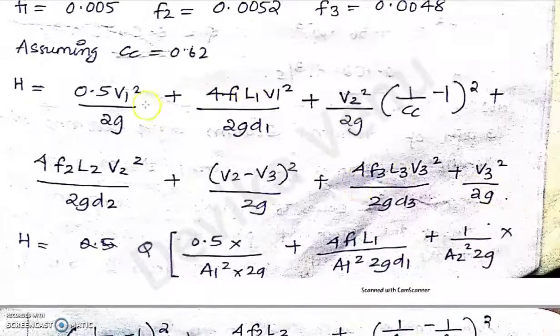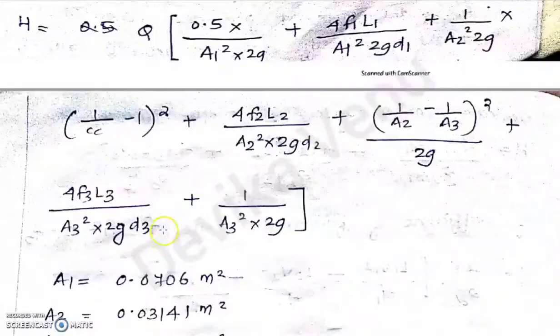So in all the terms there is a Q square part, because there is V2 square and V3 square. So I have taken Q square outside. This is a mistake; I have unknowingly written Q here. This will be Q square.